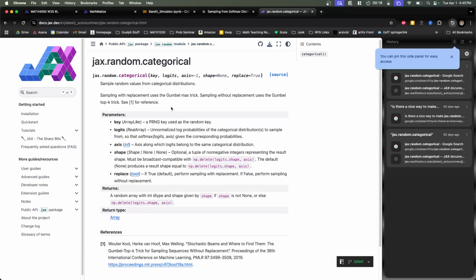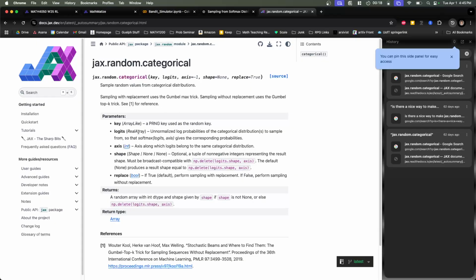Okay. Yes, so it has something. The logits are the unnormalized log probabilities of the thing. So softmax of logits gives the corresponding probabilities. So yeah, these things are called logits. It's a really common function in machine learning, so it's not surprising that it's in JAX with some simple name.